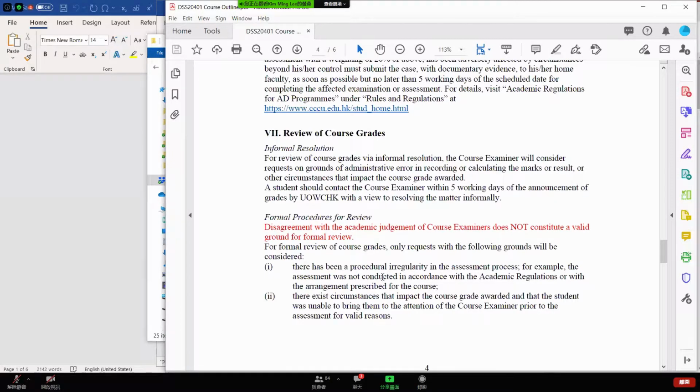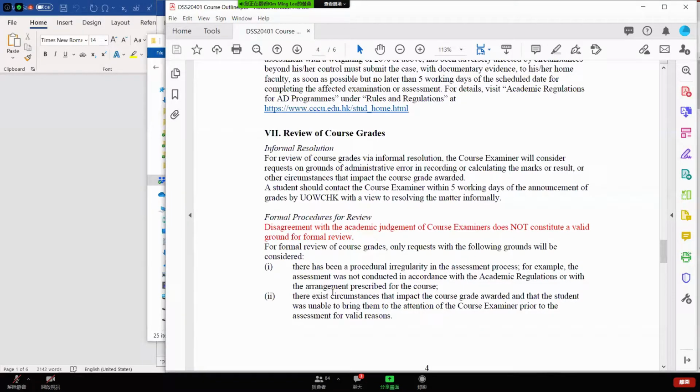Or the second one is related to online teaching. When you do your online test, there's something wrong with your computer. Then you can file for formal procedures. If an informal solution doesn't work, that means when you talk to your course examiner, he or she didn't accept it, then you can file for formal procedures if your computer was broken during the test or during the examination.